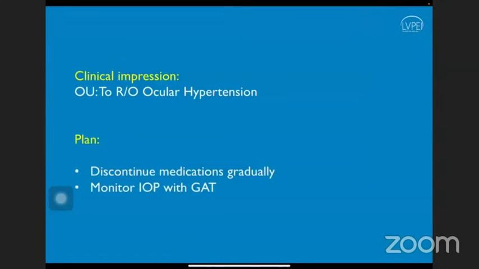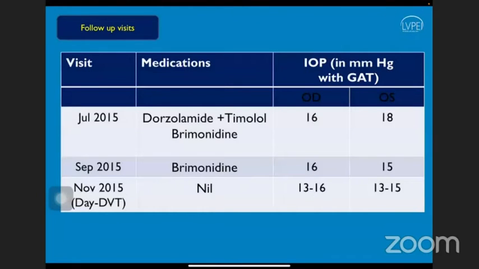Now, what did we diagnose this patient as? We wanted to rule out ocular hypertension. Okay, we did not see glaucoma, but is there ocular hypertension? So in a stepwise manner, we started discontinuing the medications. And on a day DVT, finally, after 4 to 5 months, the intraocular pressure on Goldmann applanation tonometer measurements was 13 to 16 in the right eye and 13 to 15 millimeters in the left eye.